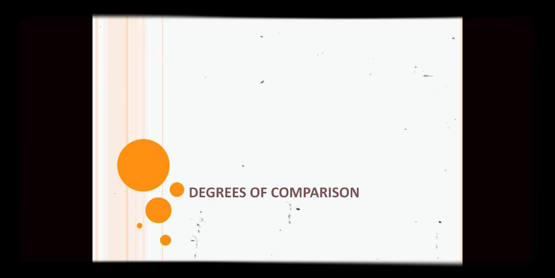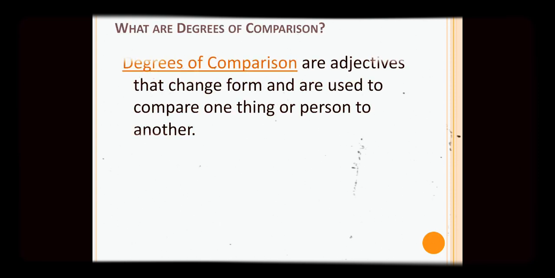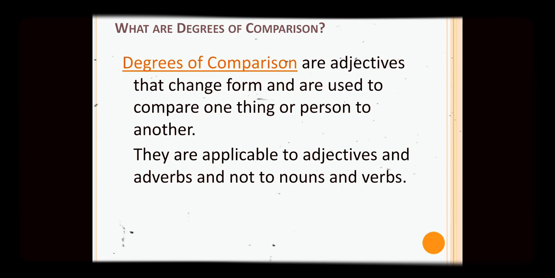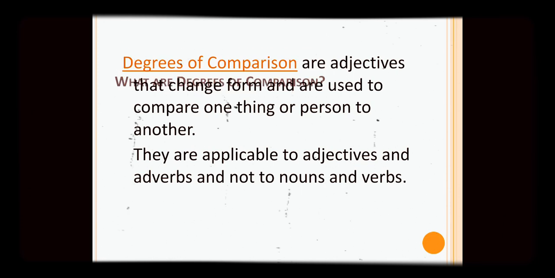Today I am going to discuss degrees of comparison. Degrees of comparison is very important in the English language. Let us try to understand what degrees of comparison are. Degrees of comparison are adjectives that change form and are used to compare one thing or person to another. Another important point is they are only applicable to adjectives and adverbs and not to nouns and verbs. So this is the definition of degrees of comparison.